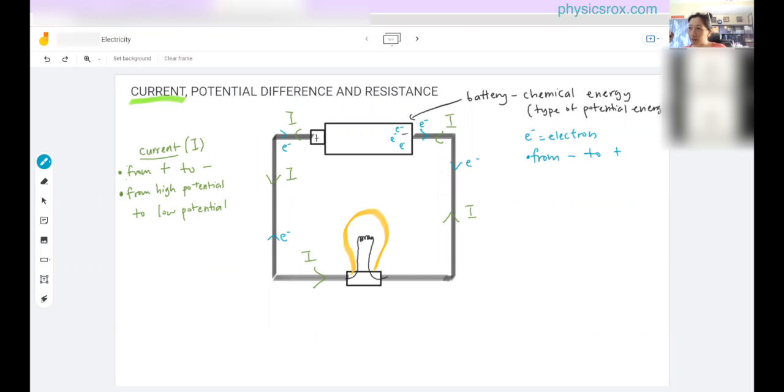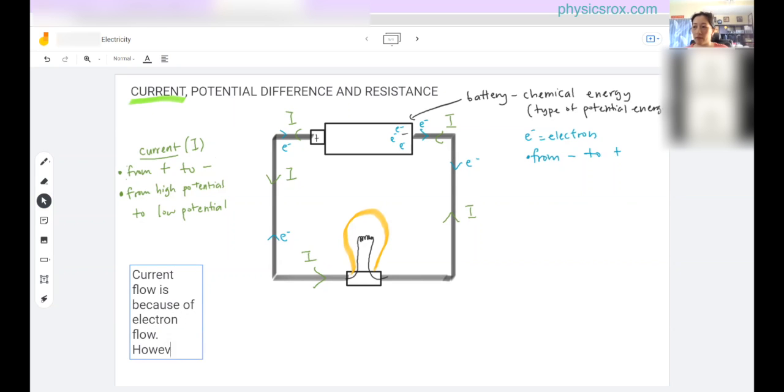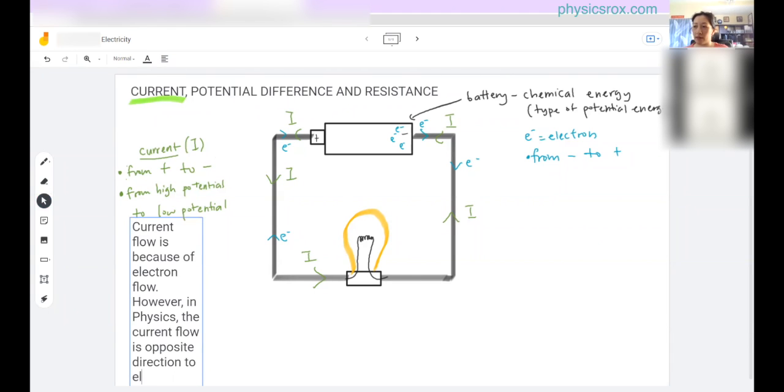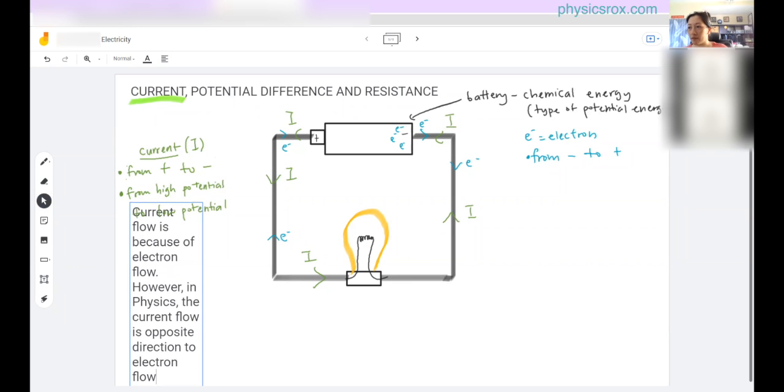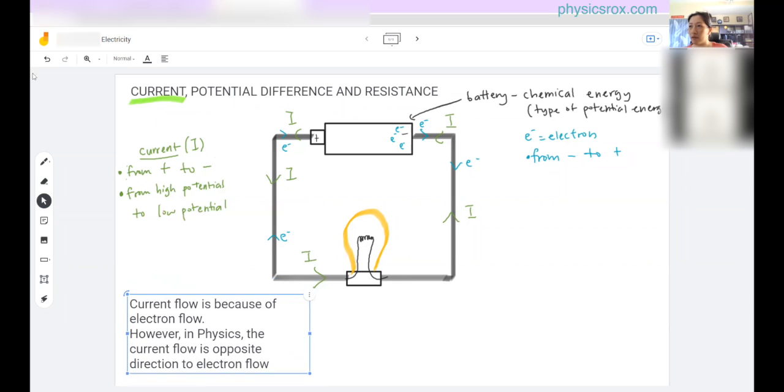Okay. So that's current. Current is because of the electron flow. So I'll write that down here. I think it's not written in your book, so I'll just write here for your information. Current flow is because of electron flow. However, in physics, the current flow is opposite direction to electron flow. Okay. I don't put yellow, I cannot read. Okay, I'll put black. All right.